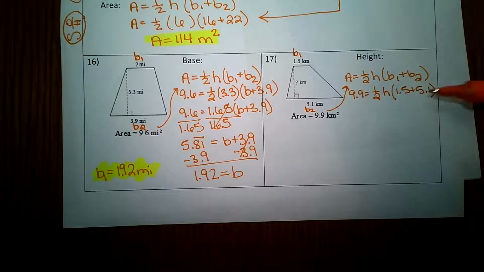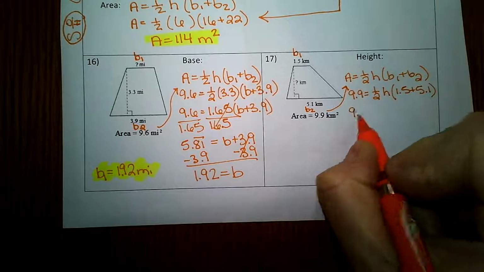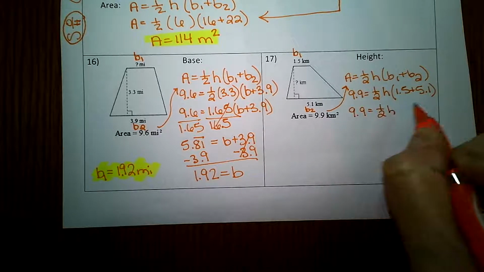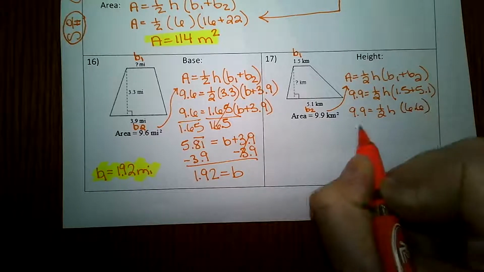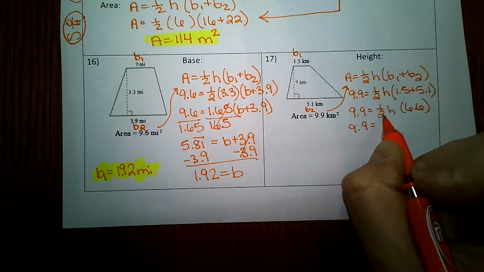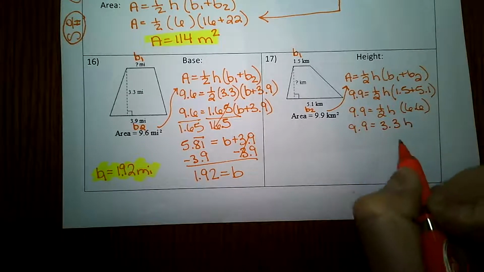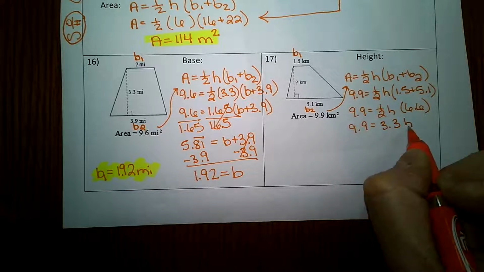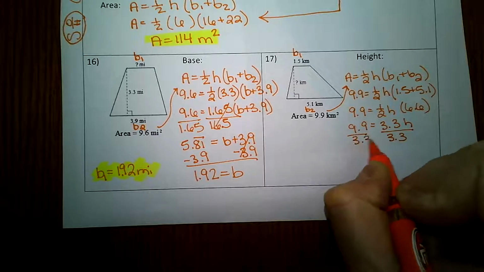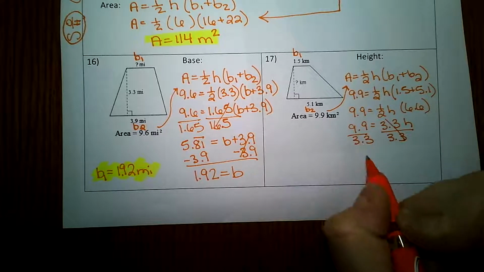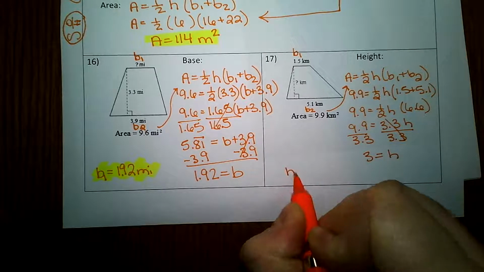So now I need to use some algebra skills to figure out the height. I'm going to start in this set of parentheses. 1.5 plus 5.1 is 6.6. Then if I multiply half times 6.6, I'm going to get 3.3. Then to get rid of the 3.3 and get height all alone, I need to divide each side by 3.3. 9.9 divided by 3.3 is 3. So my height is 3.